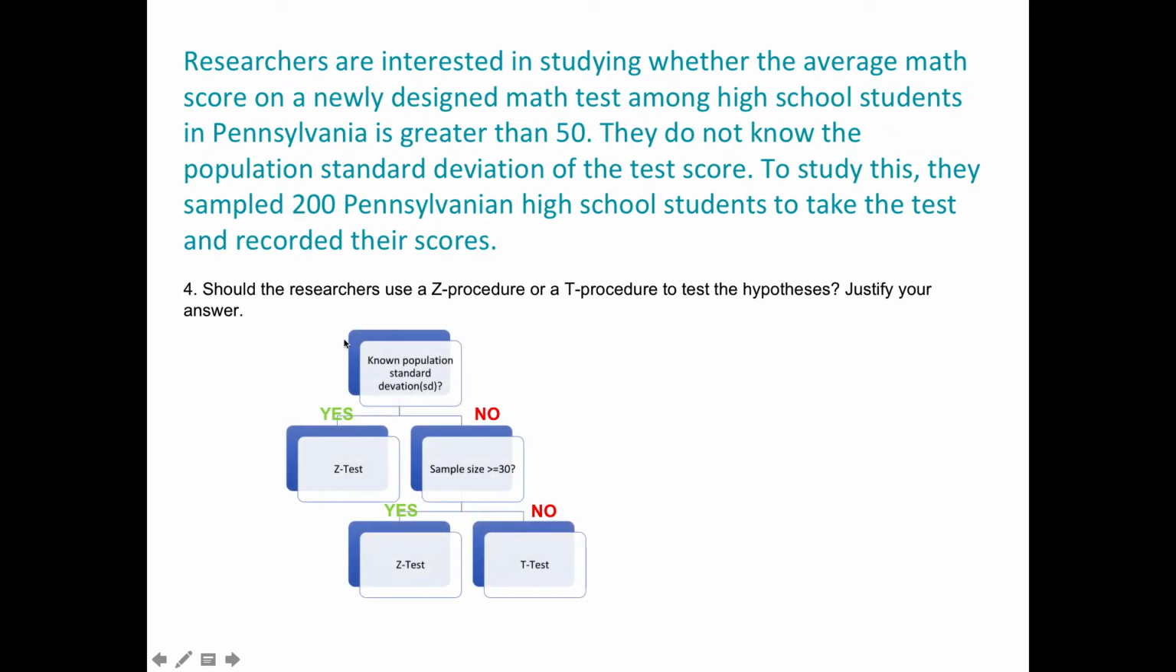Okay, so for this one, which test should we use? So now let's ask the question. They do not know the population standard deviation, right? And there are 200 samples. So here, do you know the standard deviation? No. Then we're going this way. Is the sample size greater than 30? Yes. Then we're going this way. So yes, we're doing the z-test.